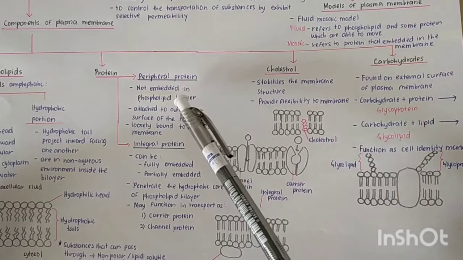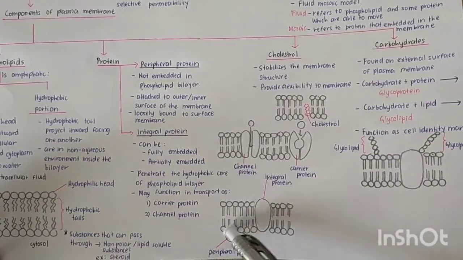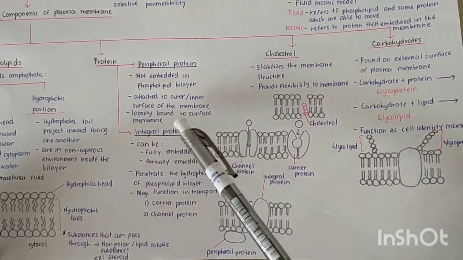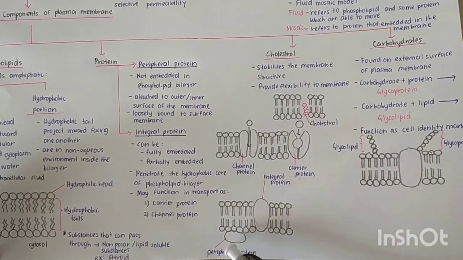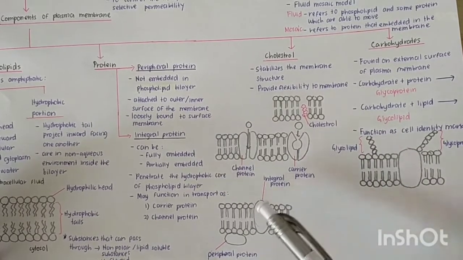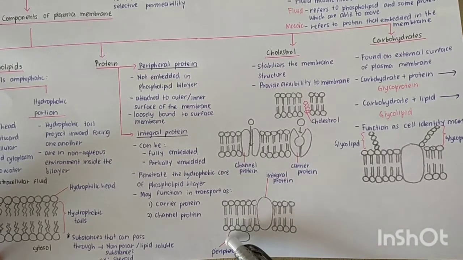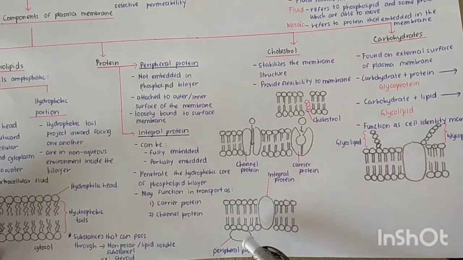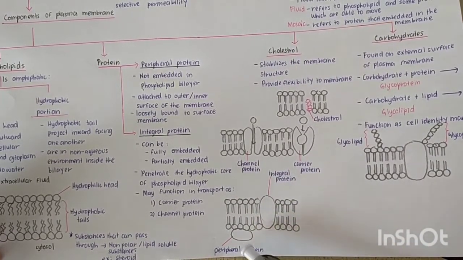For peripheral protein, it is not embedded in the phospholipid bilayer. Not embedded means that if you look at the structure of the peripheral protein here, it will just attach on the surface of the membrane. Dia cuma berada pada permukaan membrane sahaja. And it is also loosely bound to the surface membrane. Maksudnya kalau kita katakan dekat sini peripheral protein is not embedded. Not embedded means dia tak terbenam pada structure of the phospholipid bilayer. Dia cuma berada pada bahagian permukaan sahaja.